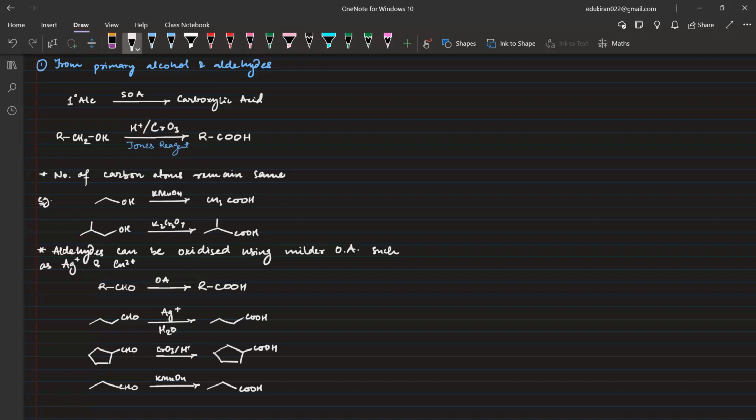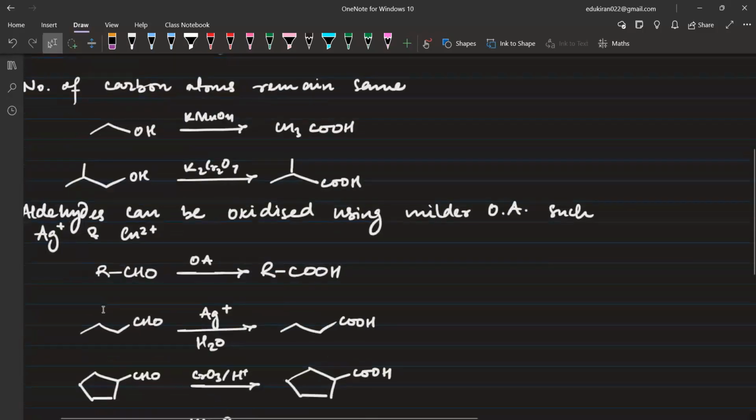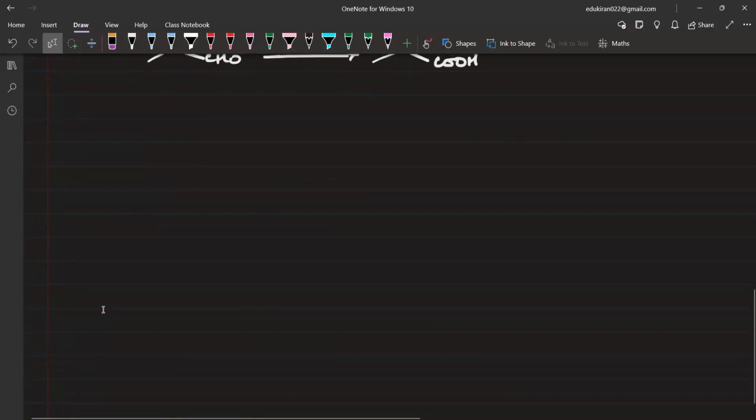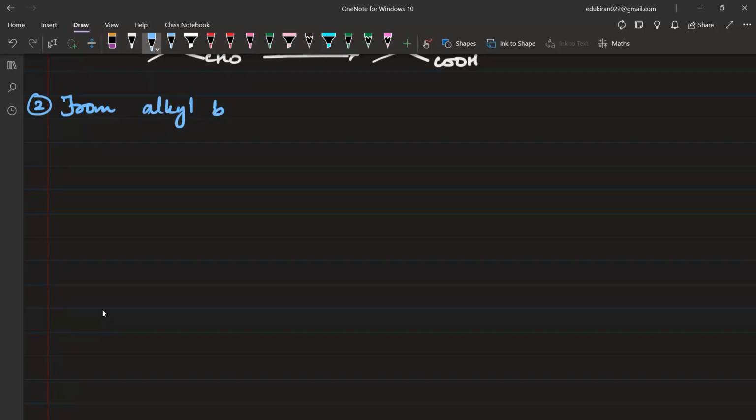Okay. Moving on. Please write next, from alkyl benzene. This will be very much used for the preparation of benzoic acid generally. Alkyl benzene means you should have a benzene ring and an alkyl group attached to it.